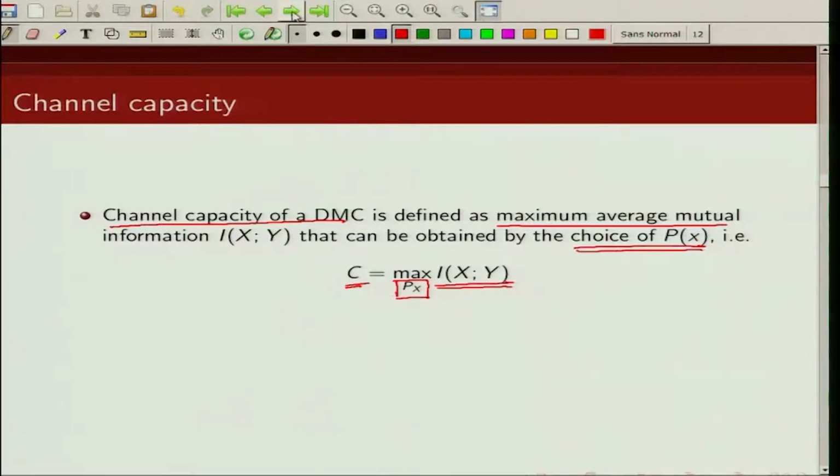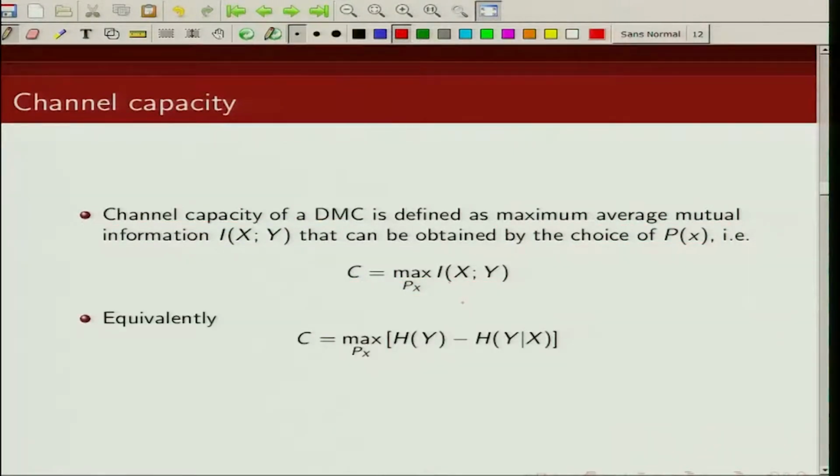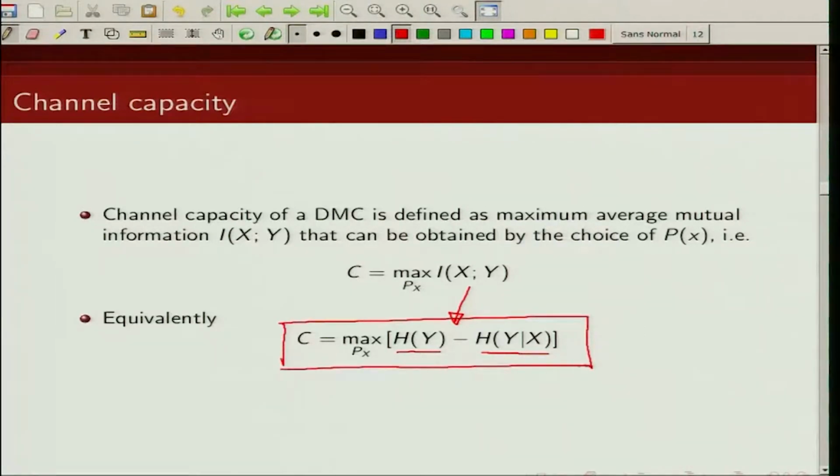Now, from the definition of mutual information, we can also write it as the uncertainty in y minus the uncertainty in y given x. So, equivalently, we can write the expression of capacity as maximizing the difference between H of y minus H of y given x, maximizing over all possible input distributions P of x.